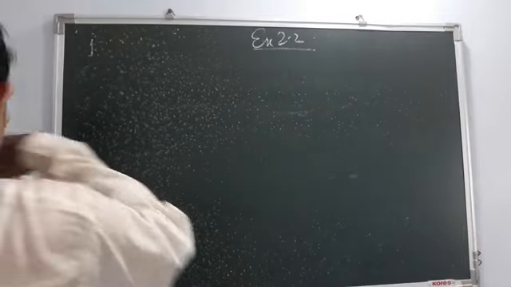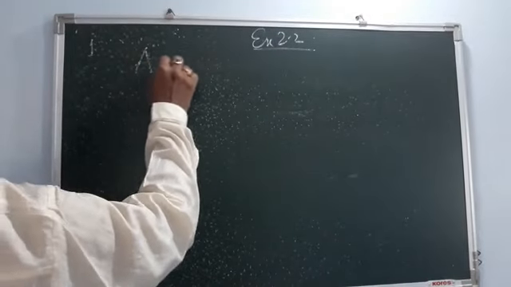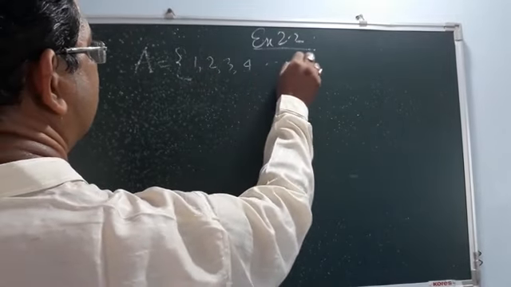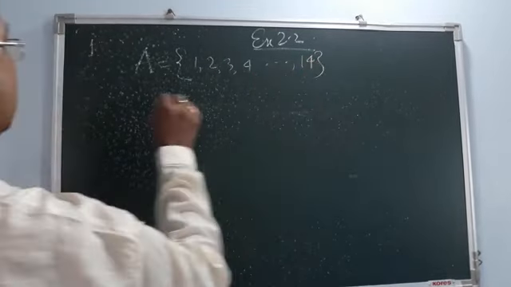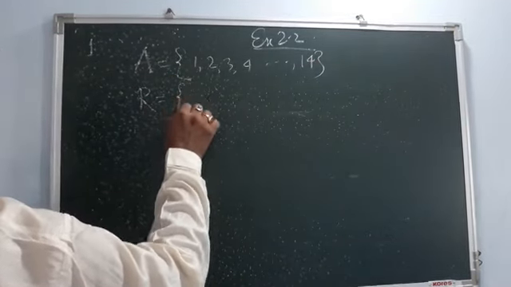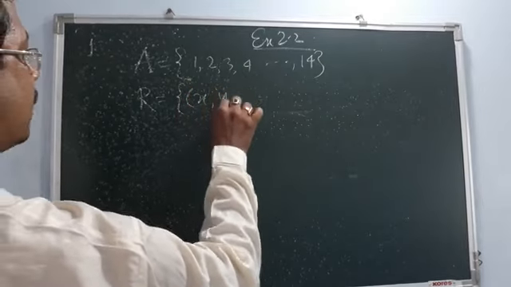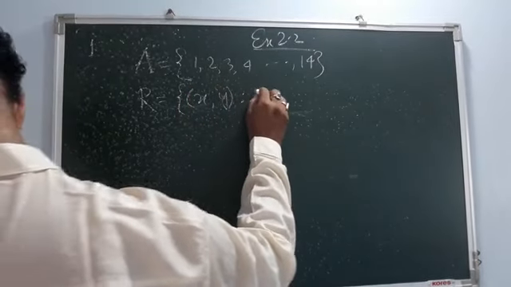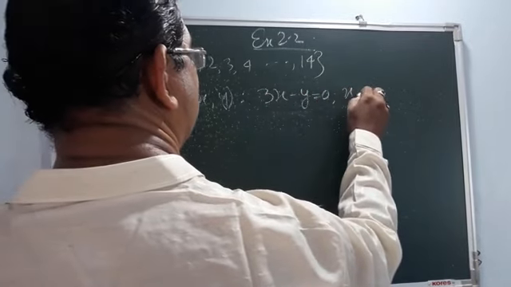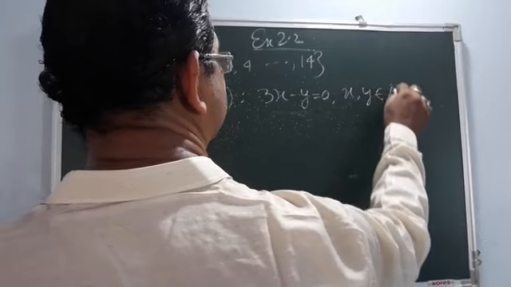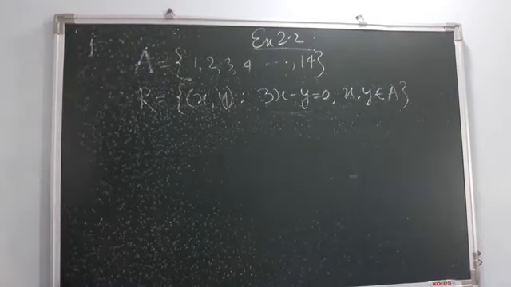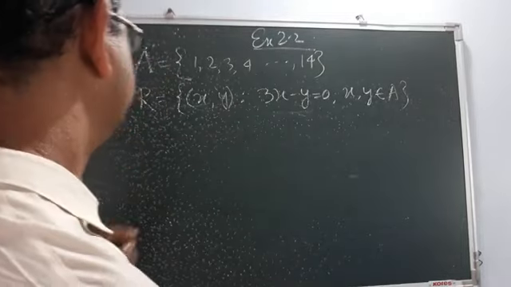So now here I will write what they have given. A is 1, 2, 3, 4, like that up to 14. Relation R is from A to A, that is A cross A. So here the pair is (x, y) and it is such that 3x minus y equals 0, with x, y belonging to the set. Then you have to find domain, codomain, range, everything. Now see how to do.